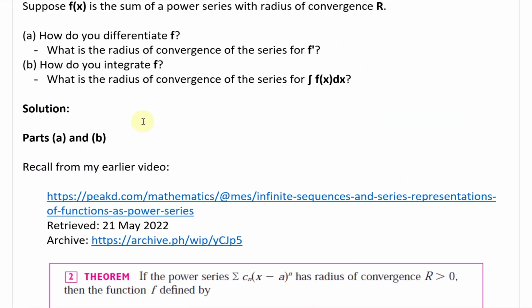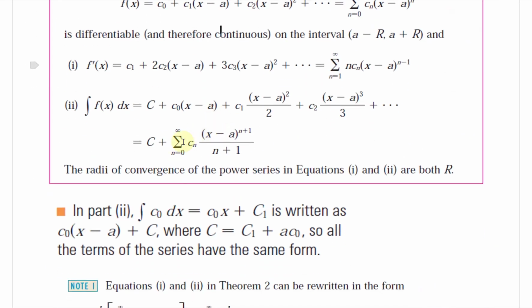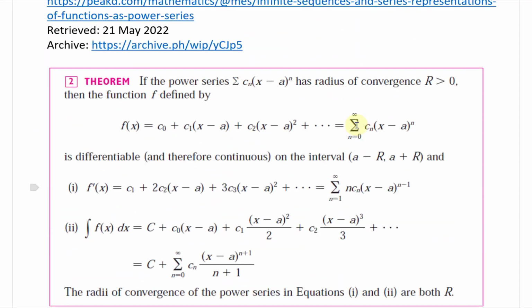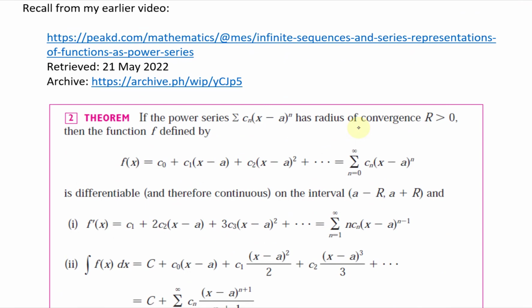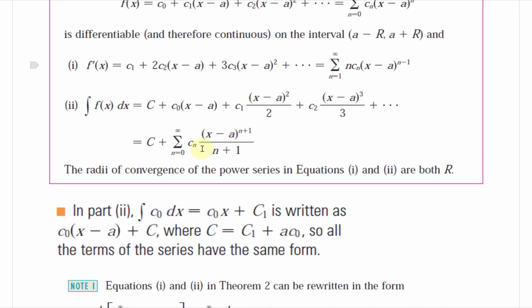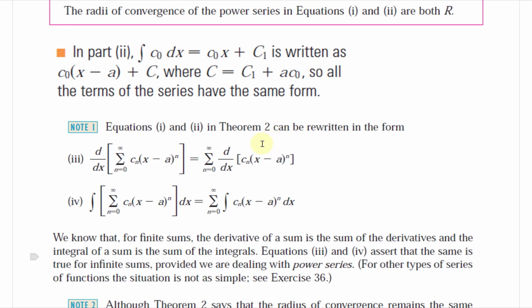In both cases, you're asked for the radius of convergence for the derivative and the integral. Recall that the radii of convergence of the power series in equations 1 and 2 are both R. So they're both the same, they don't actually change. It's the same as the function f. Very interesting. And that's this form right here. This is just taking the integral and derivative more generally.